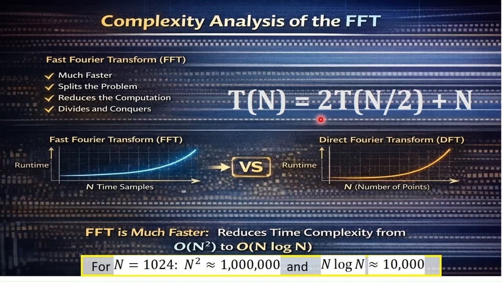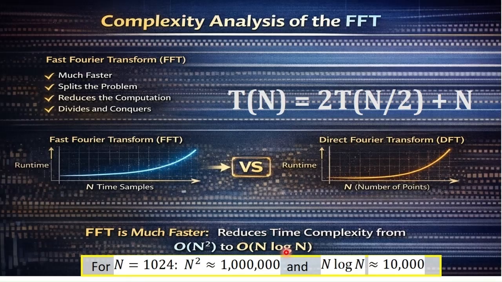We take a sequence of size n and split it into 2 halves. This means a problem of size n is broken down into 2 subproblems of size n over 2, plus a combination step, which we call the butterfly stage, that requires roughly n operations. This gives us the famous recurrence relation, T(n) equals 2T(n/2) plus n. If we solve this relation, we arrive at the well-known result, O(n log n).